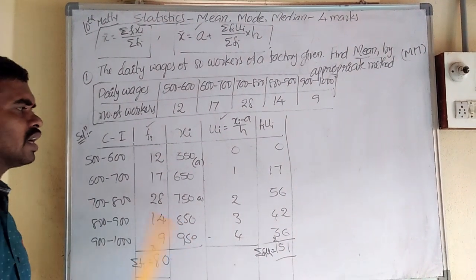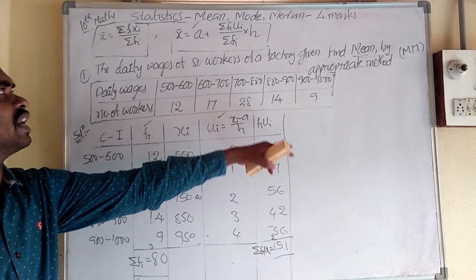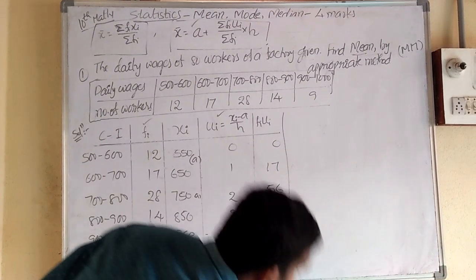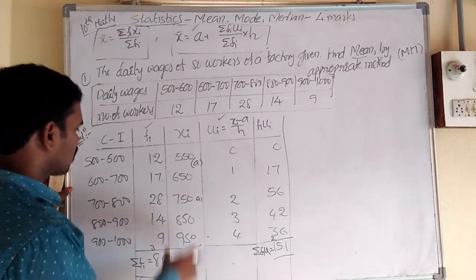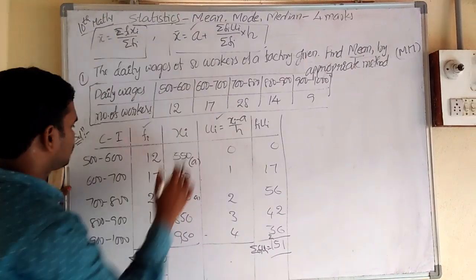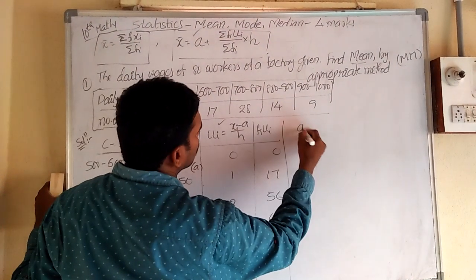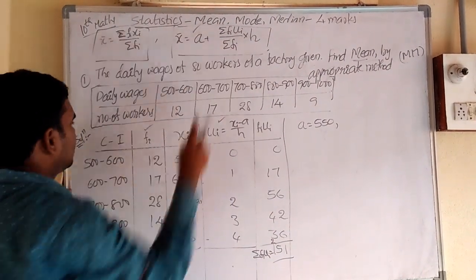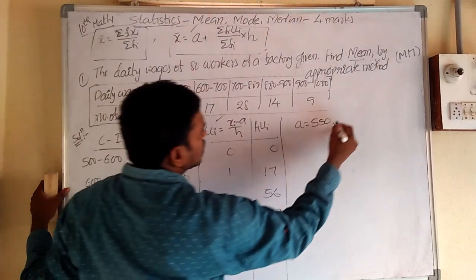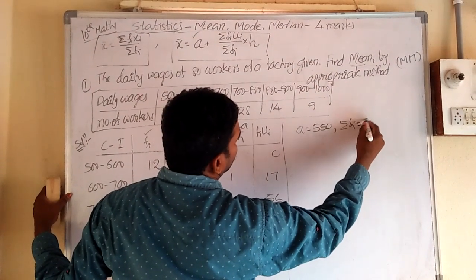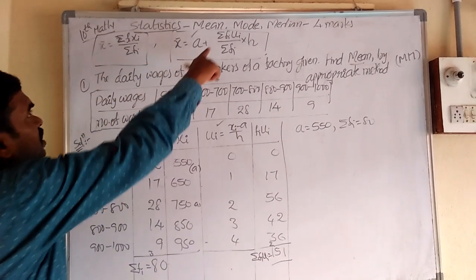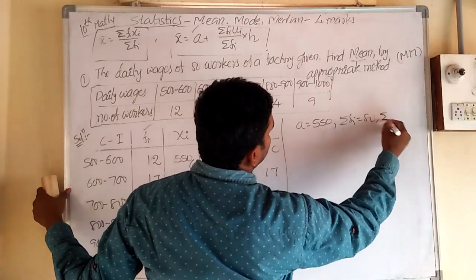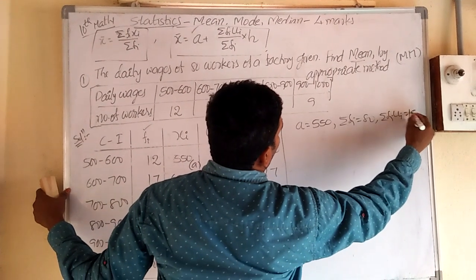For this complete table you will get 2 marks, and for simplification, writing the formula and the solution answer you will get 2 marks. Okay, we have to remember the formula first of all. Write one by one. What is the a value? 550. So a equals 550. Next summation fi, 80. Next summation fi ui value, 151.